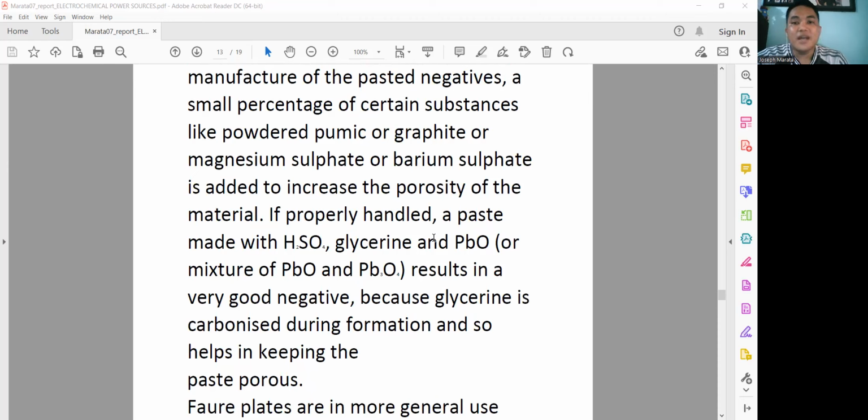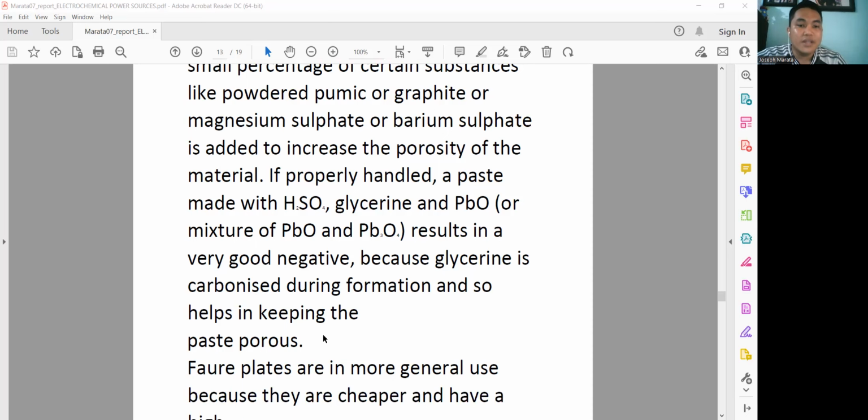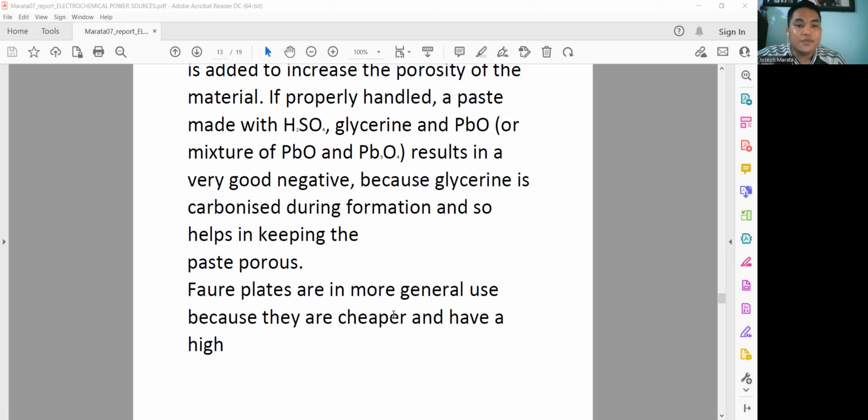If properly handled, a paste made of H2SO4, the sulfuric acid, glycerin, and lead or a mixture of PbO and Pb3O4 results in a very good negative, because glycerin is carbonized during formation and so helps in keeping the paste porous.